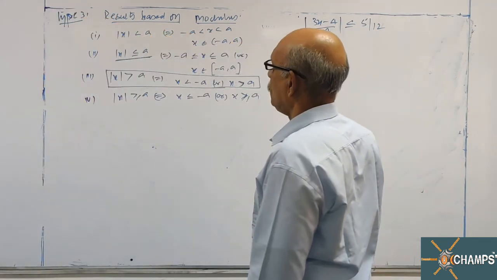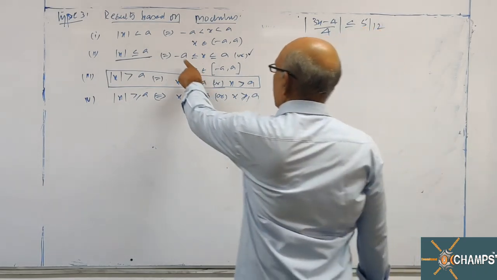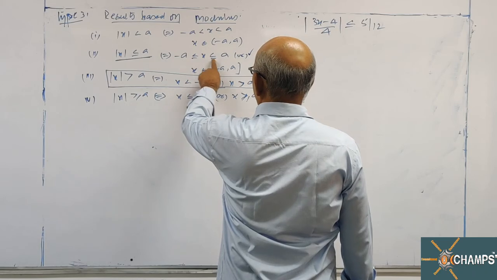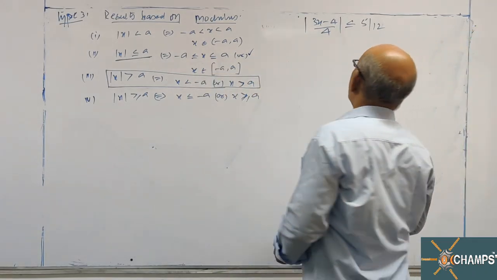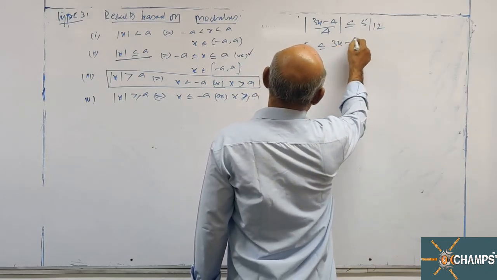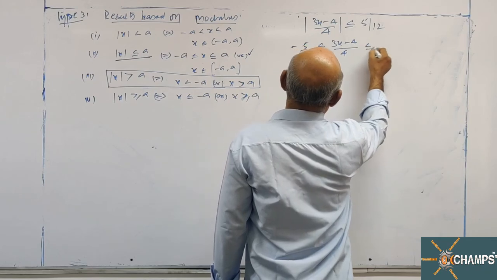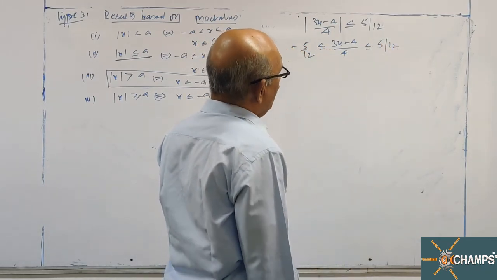Now which result do I have to use? The second one: minus a is less than or equal to x, and x is less than or equal to a. You have to eliminate the modulus. So minus 5 by 12 is less than or equal to 3x minus 4 by 4, which is less than or equal to 5 by 12. First multiply by 4.